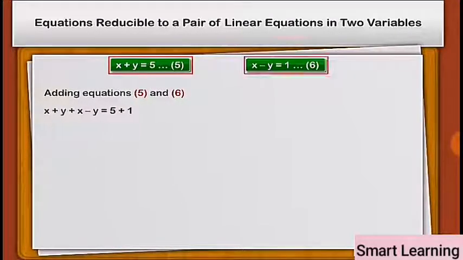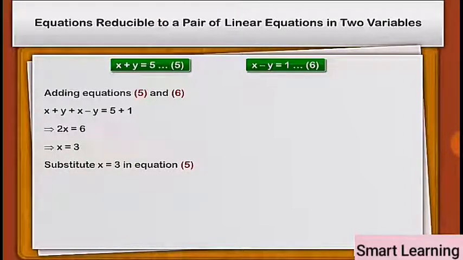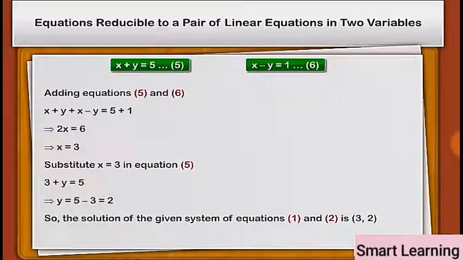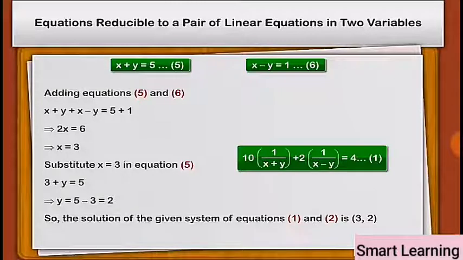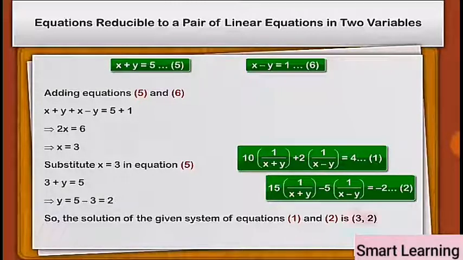Adding equations 5 and 6 we get, which implies 2x is equal to 6, which implies x is equal to 3. Substitute x is equal to 3 in equation 5. 3 plus y is equal to 5. This gives y is equal to 5 minus 3 is equal to 2. So, the solution of the given system of equations 1 and 2 is 3, 2.